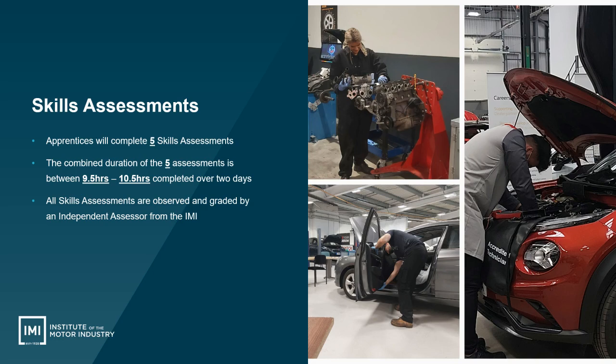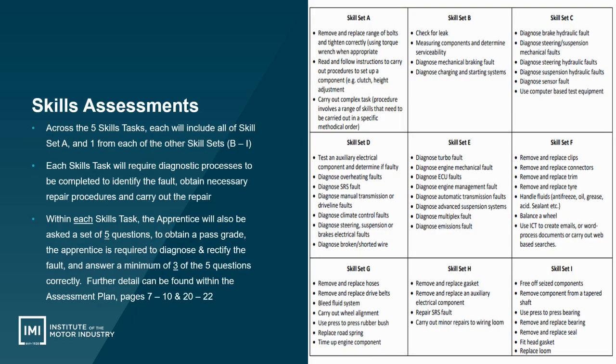The 5 skills assessments will take place over a 2-day period. The combined times of all 5 tasks will be between 9.5 and 10.5 hours. All skills assessments are observed and graded by an independent IMI assessor. Each of the 5 skills assessments will be based on the requirements of the assessment plan and aligned to the skill sets shown on this slide.